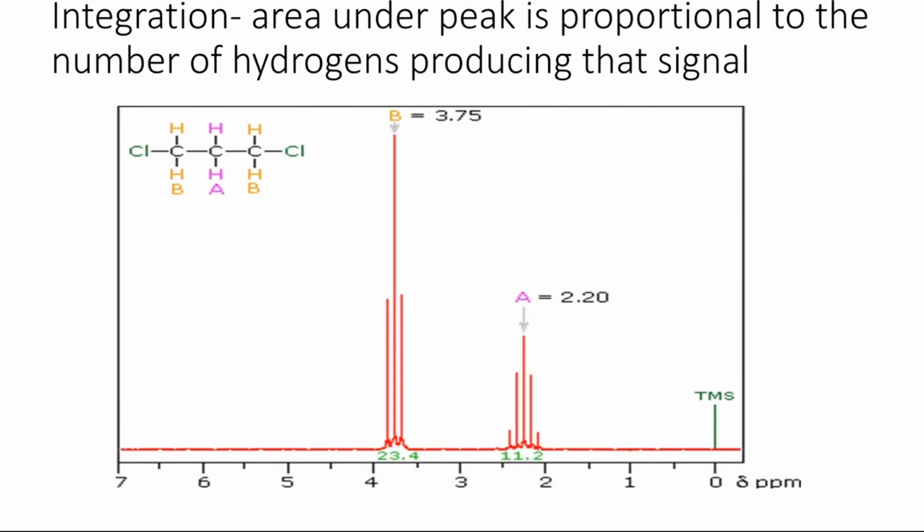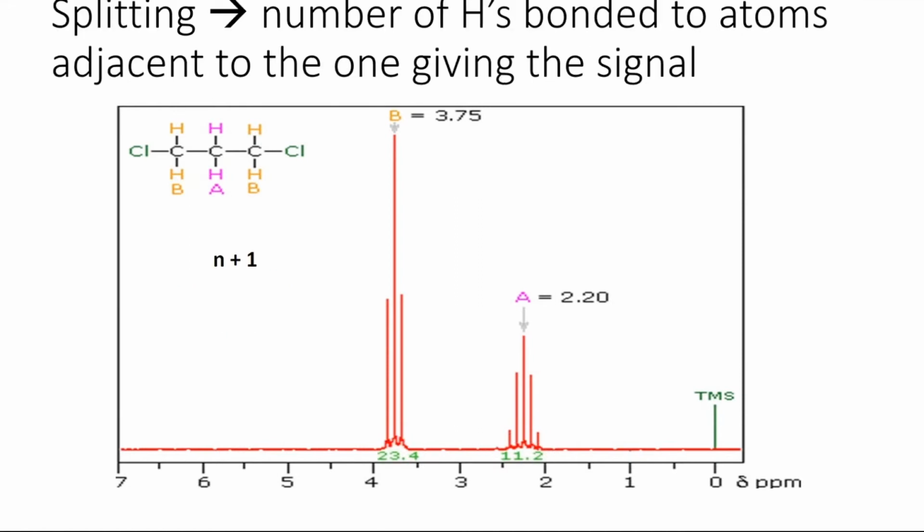We also covered integration. So here we have the area circled here under the peaks, and you're generally given the area or the ratio of the areas. The ratio of 23.4 to 11.21 simplified is about a 2-to-1 ratio. And so that means that the number of hydrogens producing each signal must be a 2-to-1 ratio. Let's see if that's true. Well, the number of hydrogens producing this first signal is 4 hydrogens, and the number of hydrogens producing the second signal is 2 hydrogens. And indeed, 4 to 2 is a 2-to-1 ratio.